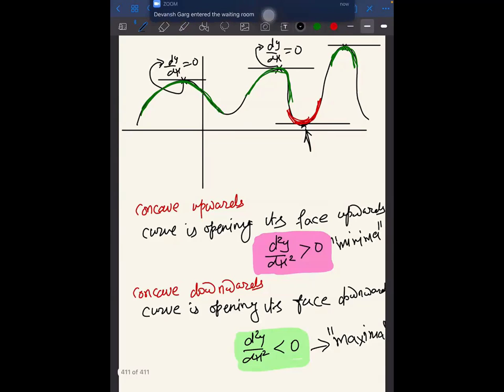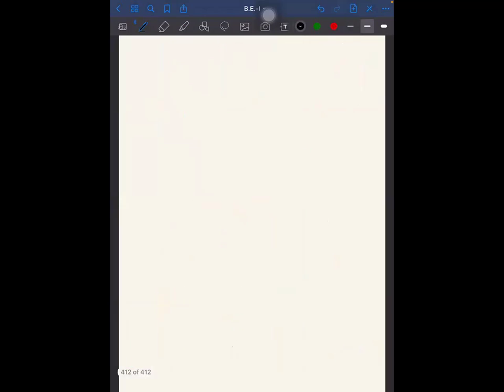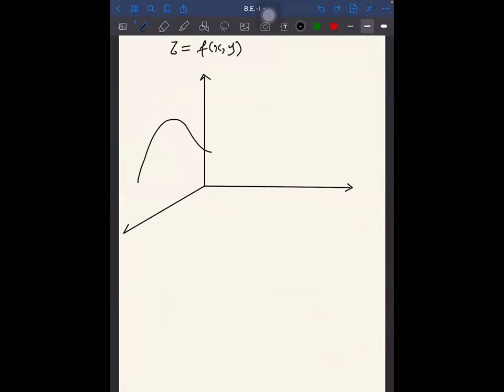Yes, sir. So let's move to the next part now. That is the multivariable function, and we know that if we are talking about z equal to f(x,y), then it has to be some surface in 3 dimensions. It may be some solid or it may be some surface. So let me plot it like this. So it is a kind of 3D surface, right?